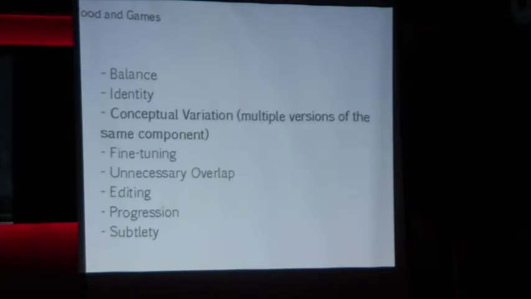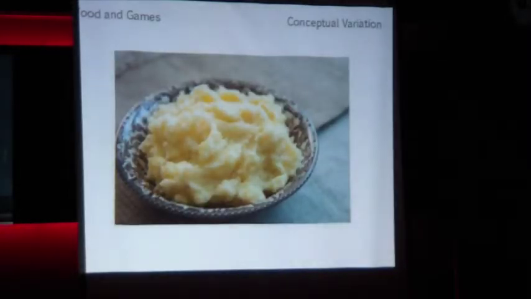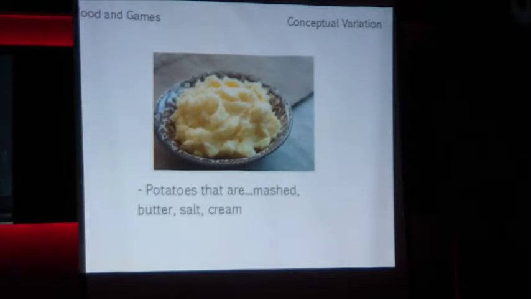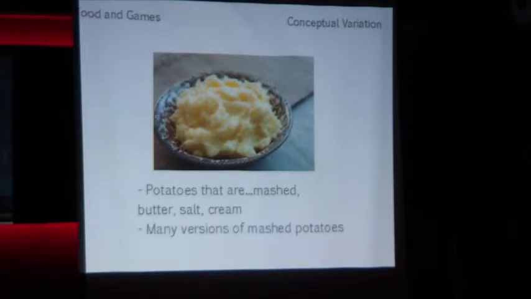This title is trying to sound smarter than I am. So, conceptual variation: multiple versions of the same component. So you have mashed potatoes that are mashed. Butter, salt, and cream are the ingredients that compose this component. But we can have many versions of mashed potatoes. So you can tie in another ingredient like garlic, and then you have garlic mashed potatoes.